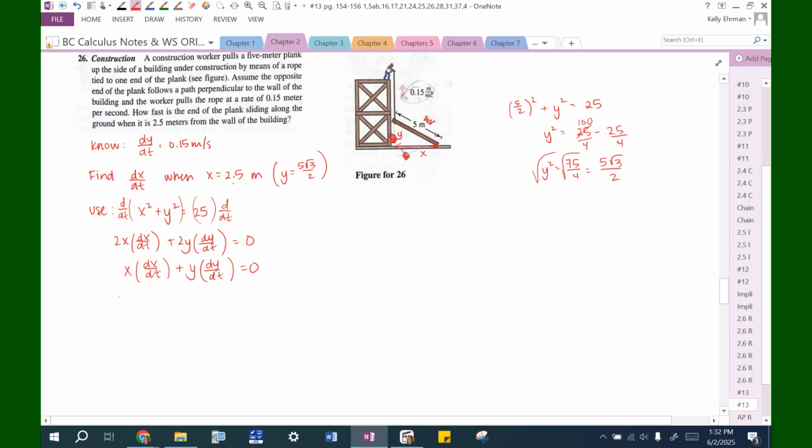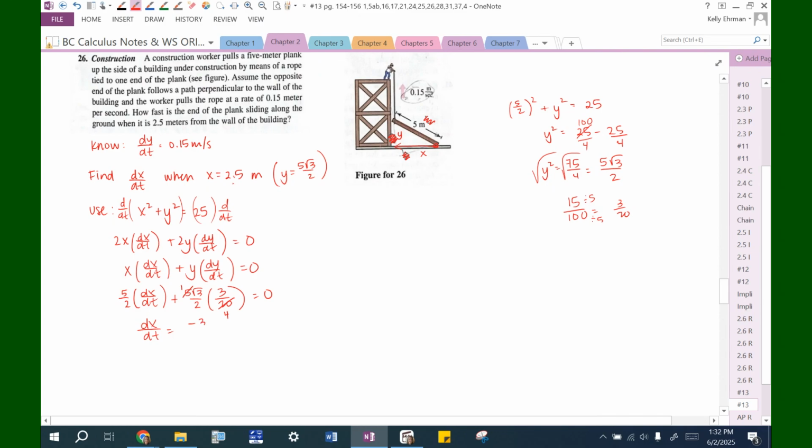And then I'm going to plug in what I know. So 5 over 2 times dx/dt, which we don't know, plus 5 radical 3 over 2 times 0.15, let's say 15/100ths, and then reduce that. Divide by 5. That's 3/20ths. Again, you don't have to simplify. You could have decimals and fractions and whatever, but a little bit of me wants to simplify this a bit. 5 over 20 is 1/4. Okay, so get dx/dt by itself.